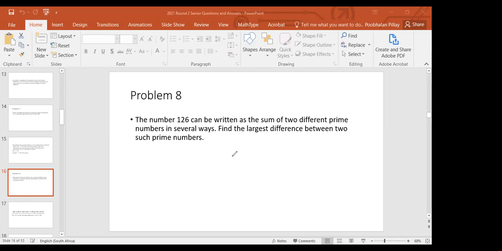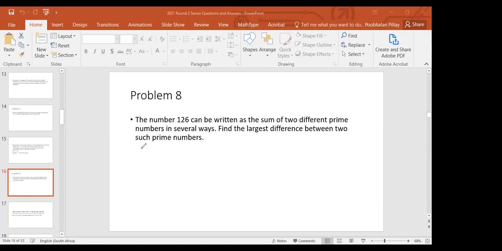Well, you can write this as the sum of two different prime numbers. So let's see. Both the prime numbers will have to be odd, obviously. If one of them is even, then you can't have 2 plus 2. That's the only even prime number, and they're different prime numbers anyway.